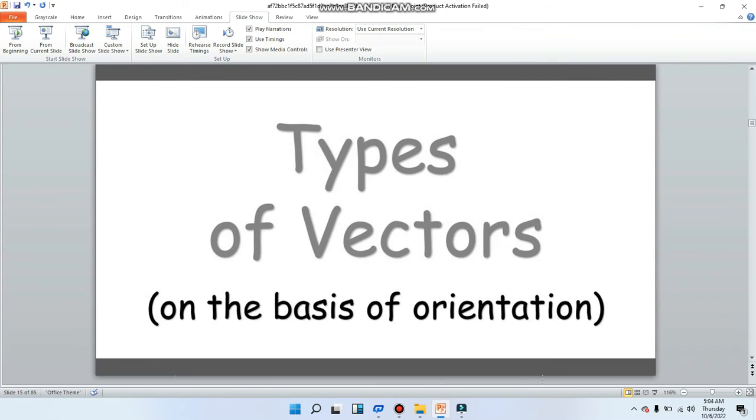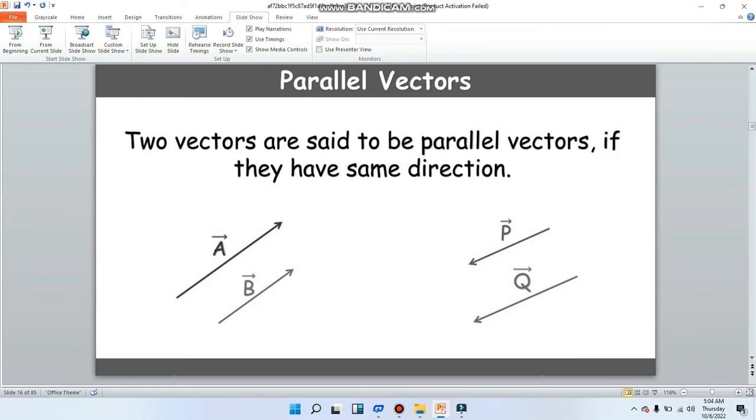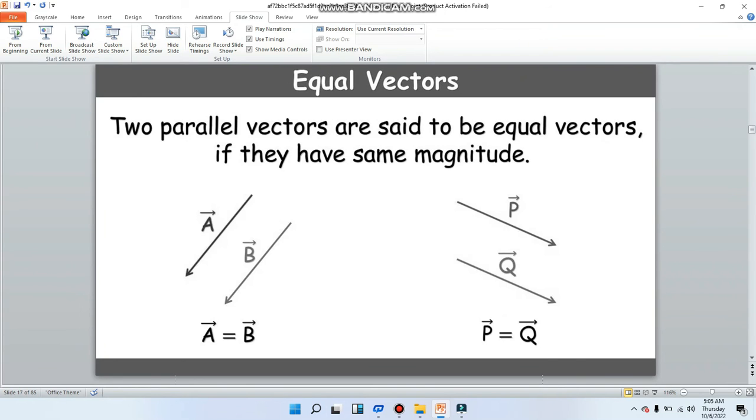Types of vectors on the basis of their orientation. The number one is parallel vectors. Two vectors are said to be parallel vectors if they have same direction. For example, the vector A and the vector B have same direction. That's why they are called parallel vectors. Similarly, vector P and Q are in the same direction. That's why they are called parallel vectors.